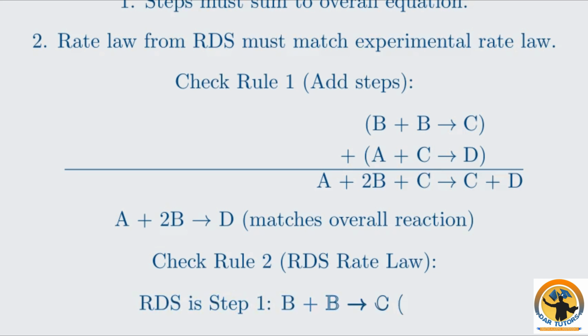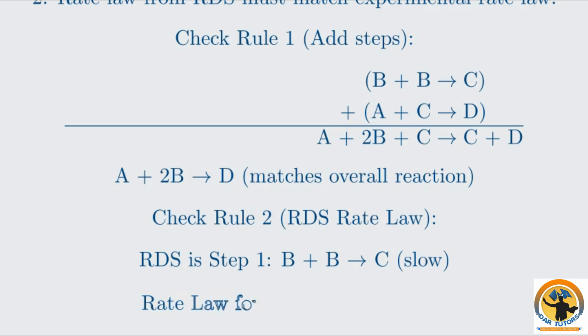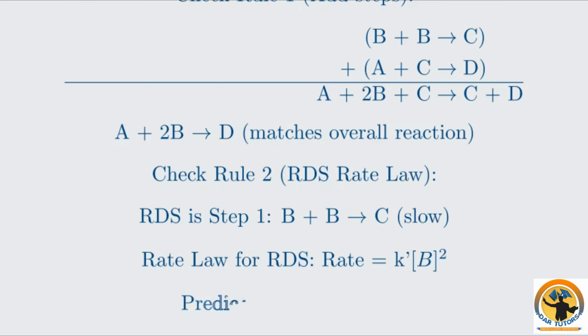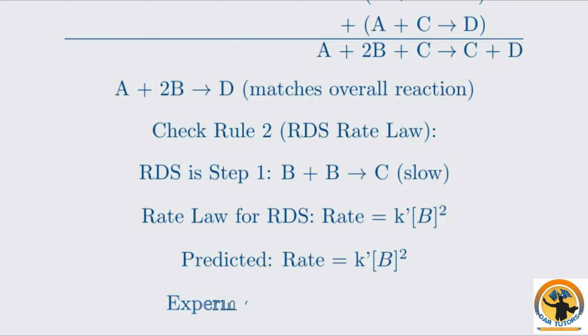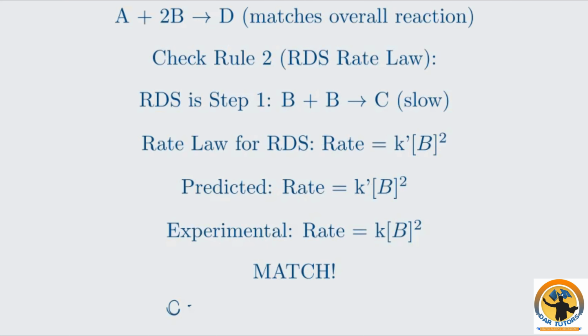Remember, for an elementary step, its rate law is determined by its stoichiometry. So the rate law for the slow step is rate equals k prime times the concentration of B squared. Now we compare this predicted rate law to the experimental rate law. The predicted rate law is rate equals k prime times B squared. The experimental rate law is rate equals k times B squared. They are identical. This means the proposed mechanism is consistent with the experimental data. C, which is produced in step 1 and consumed in step 2, is a reaction intermediate.